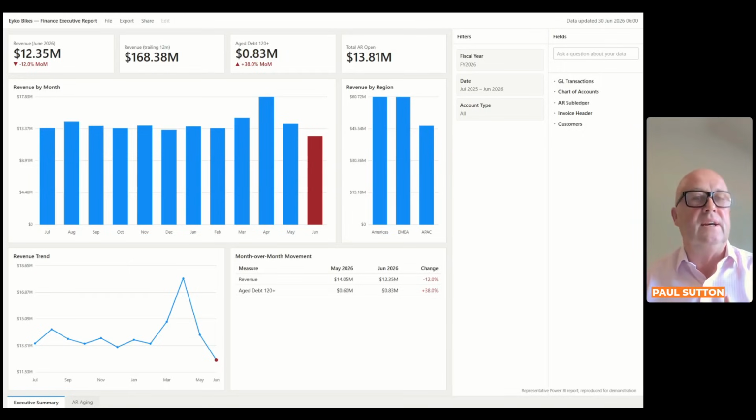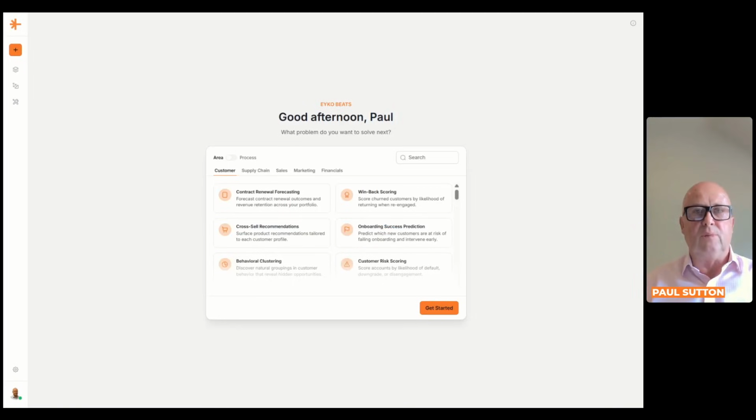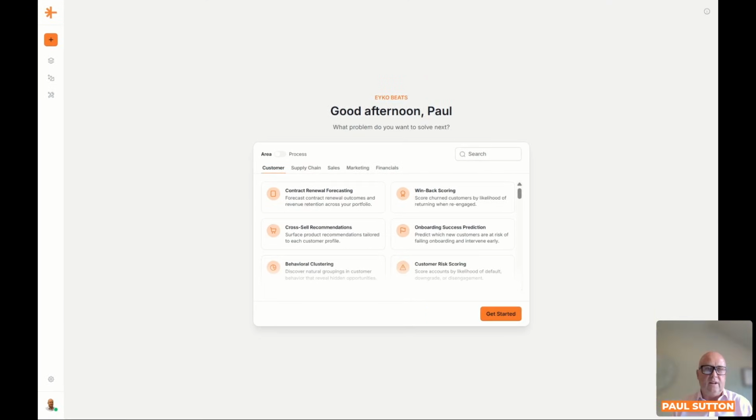So this is typically the tools that people have available in order to solve this problem as it stands at the moment. So let me jump over here and bring you into effectively eyko. And as I said before, this isn't designed to be an eyko demo. It's more to give you a walkthrough of what a decision intelligence platform might feel like.